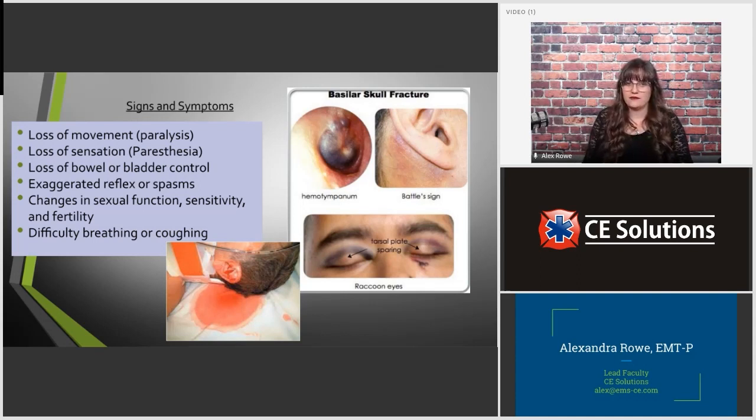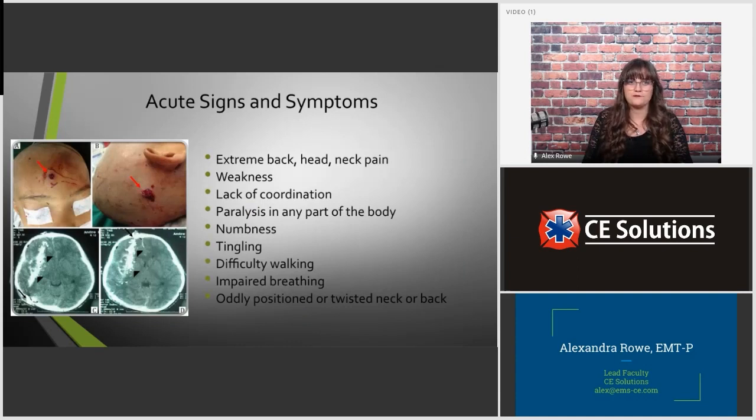All of those may not be necessarily apparent right away. So that's why during your assessments, your reassessments, you need to make sure you pick up on these things in case they start to develop during transport. Acute signs and symptoms, so something that comes on quickly: extreme back, head, neck pain, weakness, lack of coordination, paralysis in any part of the body, numbness, tingling, difficulty walking, impaired breathing, or if they have an obvious oddly positioned or twisted neck or back.